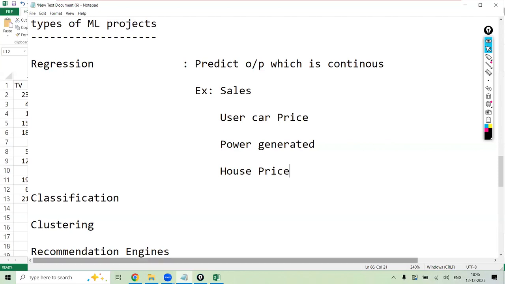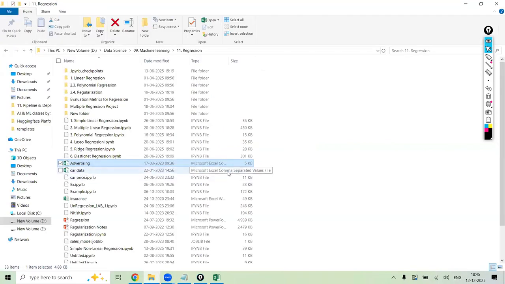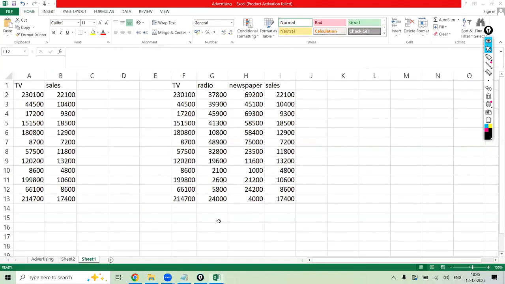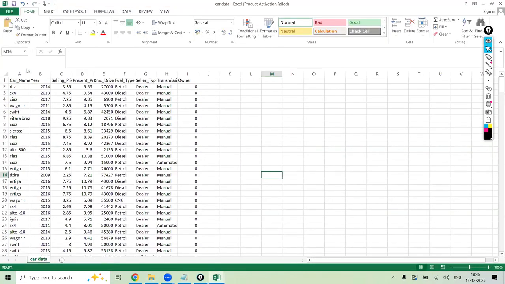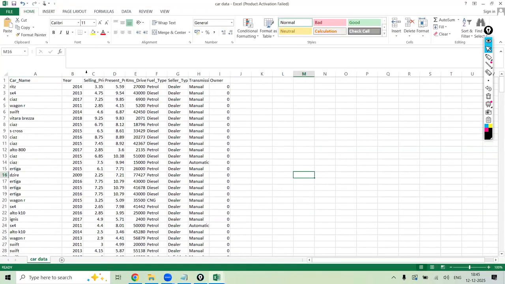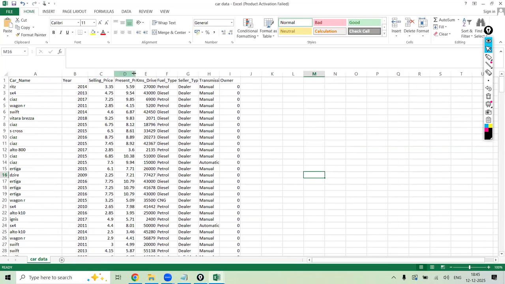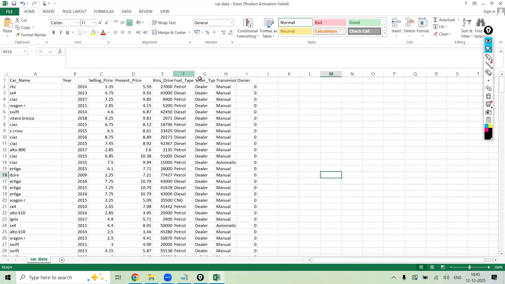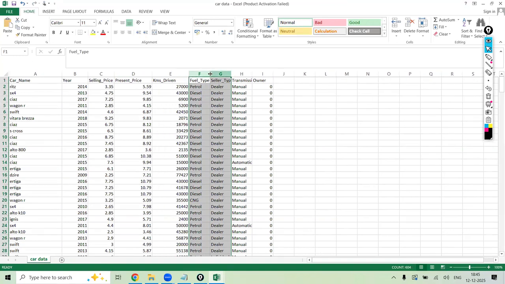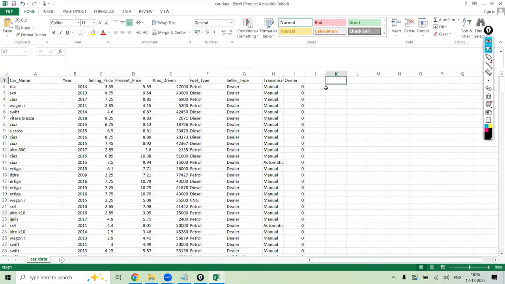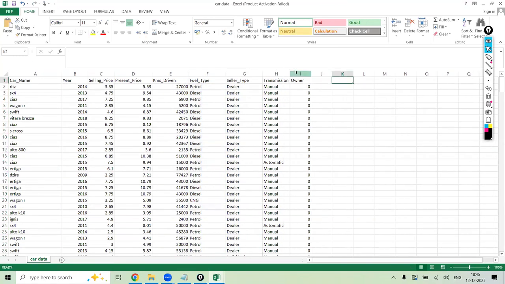Okay. Now example number 1. Everyone make a note of this and observe clearly and tell me. Here I have the data something like this. This is the data, guys, related to car price. Now we have different columns, various columns available. Now what is the question?